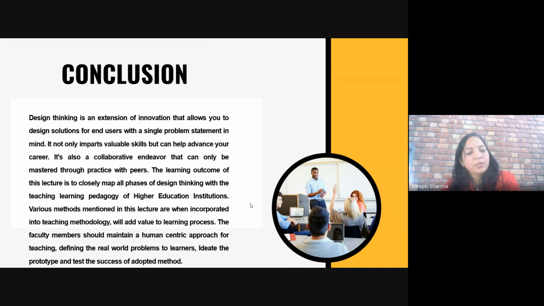The learning outcome of this lecture is to closely map all the phases of design thinking with teaching learning pedagogy of higher education institutions. The various methods mentioned in this lecture, when incorporated into teaching methodology, will add value to the learning process, whether it is the rosebud method, the concept mapping method, or the other methods we have discussed. The faculty member should maintain a human-centric approach for teaching and defining real world problems to the learners, ideate the prototype, and test the success of adopted methods.